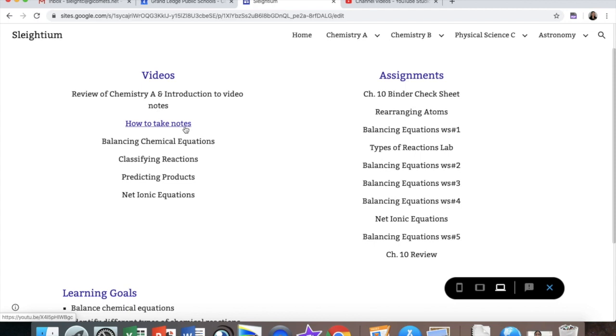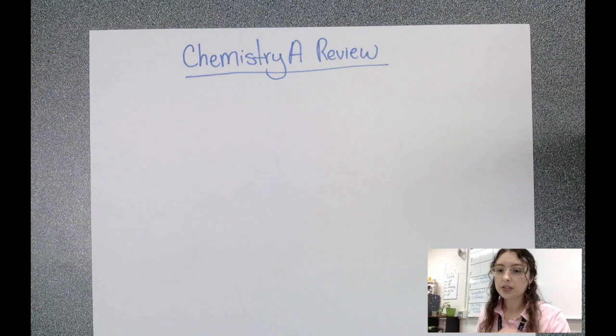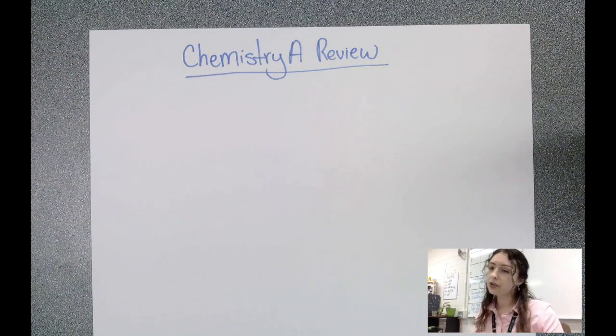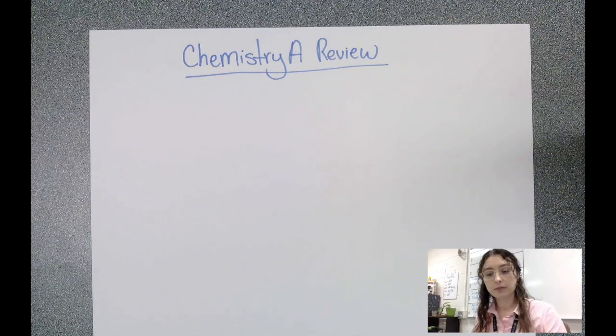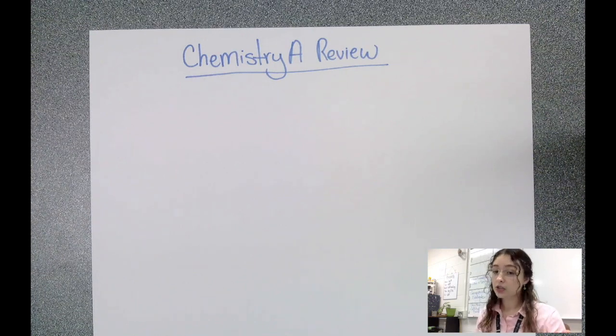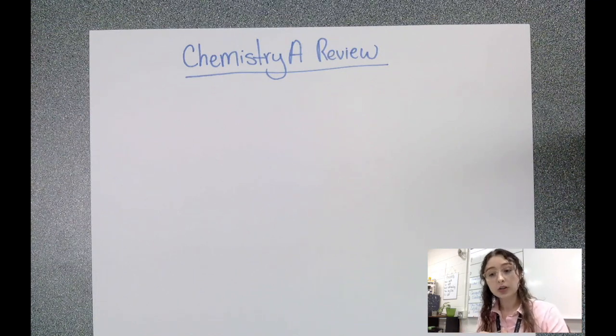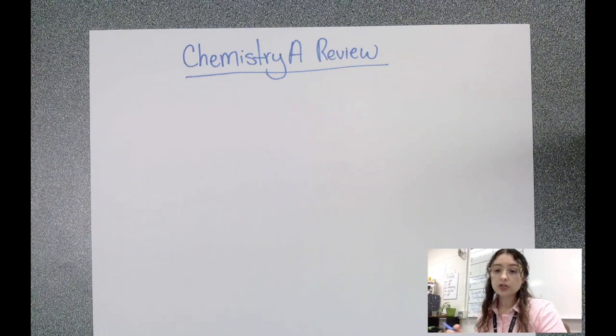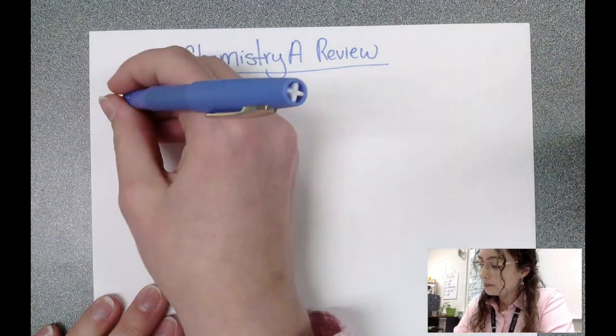So now let's do some review of Chemistry A. Alrighty folks, there are really only 3 main topics from Chemistry A that we really need to know well to be successful in Chemistry B. And that is significant figures, dimensional analysis, and naming chemical compounds. We're talking ionic, molecular, and acids. So those are the things that we're going to talk about right now. We're going to start with significant figures.